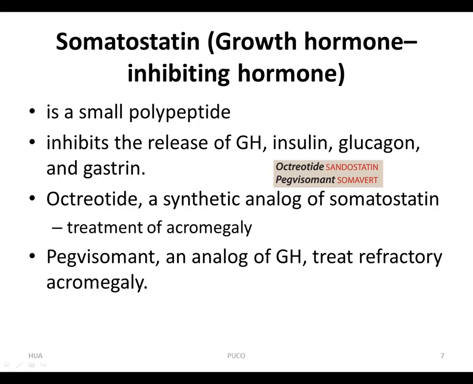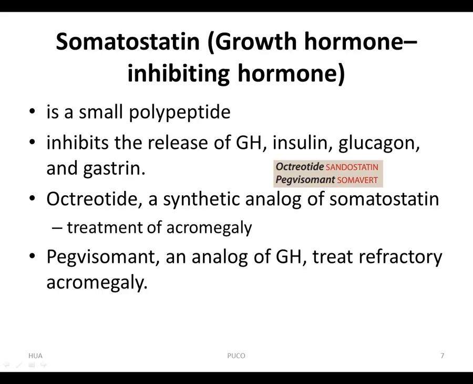Octreotide is a synthetic octapeptide analog of somatostatin. The injectable solution and the depot formulation suppress growth hormone and IGF type 1 for 12 hours and 6 weeks respectively. They have found use in the treatment of acromegaly caused by hormone-secreting tumors.